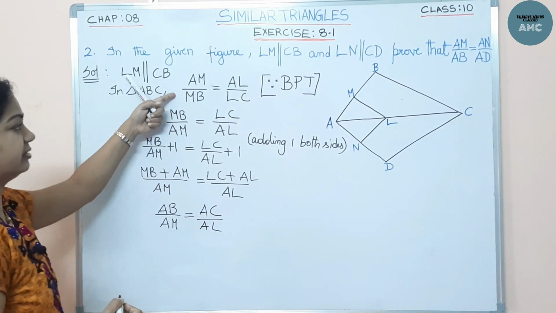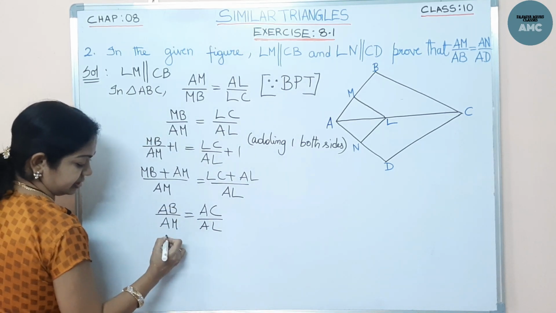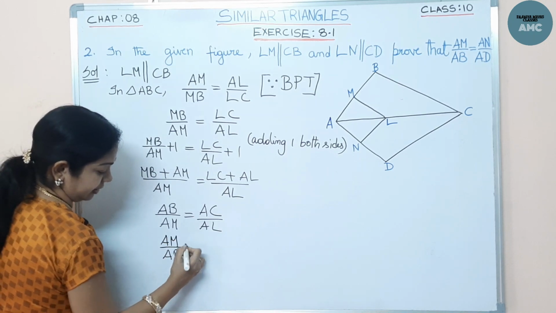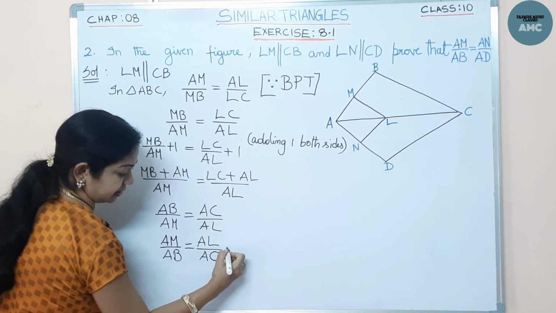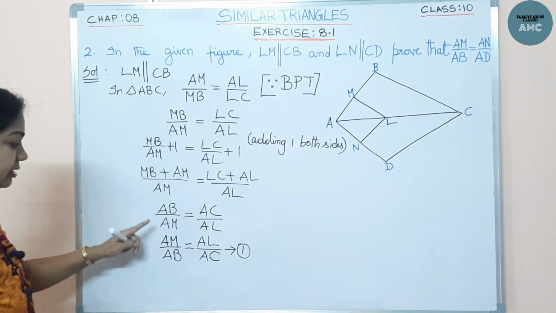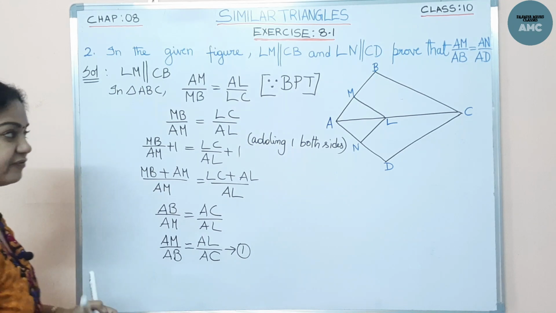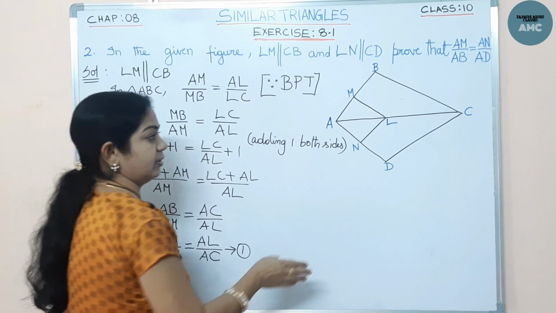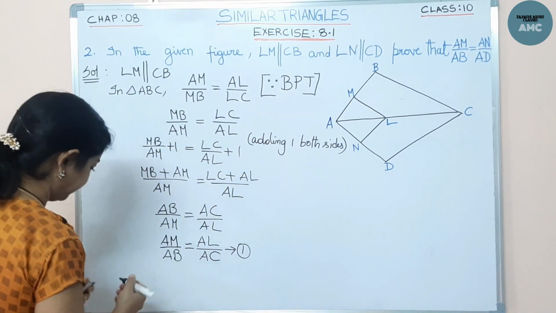So first I started by reversing, and I'll again reverse it to the original form. Now let me reverse it. So AM by AB is equal to AL by AC. Let me suppose this as equation 1. Now I have considered only this triangle and used the basic proportionality theorem. Now let me consider this triangle and use the basic proportionality theorem here.